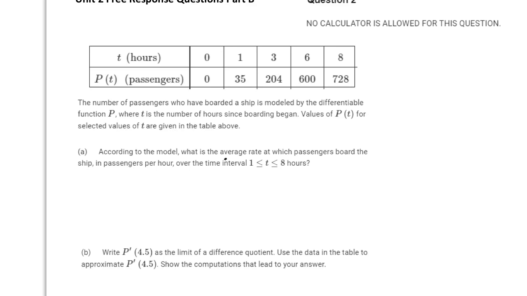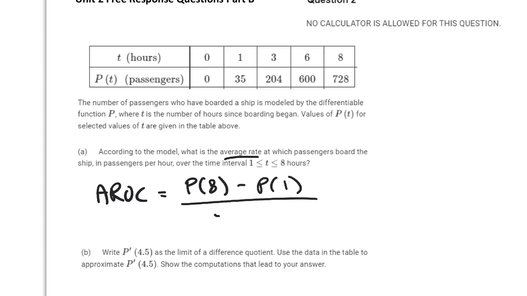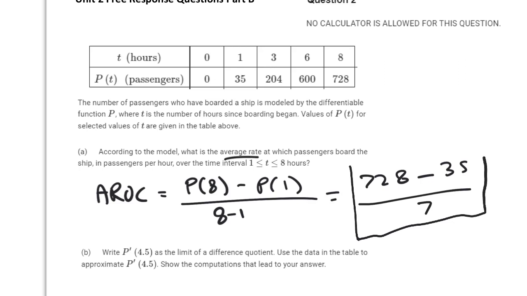So I'm seeing average rate of change. So we're going to say AROC equals, and that would be basically P of 8 minus P of 1 over 8 minus 1. In this case, that is 728 minus 35 over 7, and that's where we should leave the answer. Don't risk a math mistake. If you do the math, you get 693 over 7, which is 99.